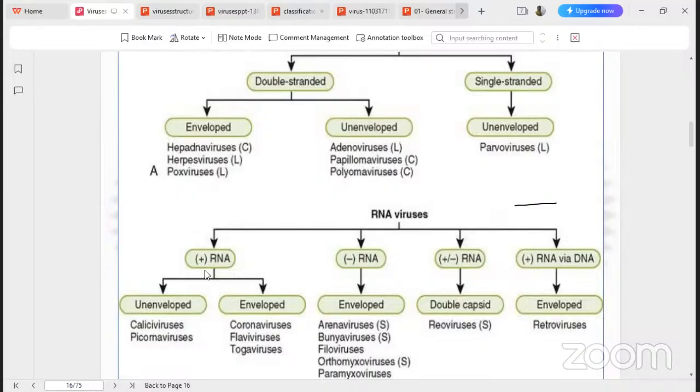You see the RNA viruses. What are those? Plus strand and minus strand, positive strand and negative strand RNAs. And both RNA and DNA types are there.